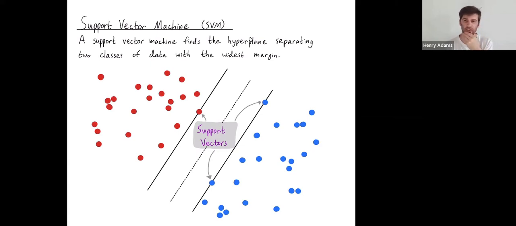So in summary, when you have linearly separable data, support vector machines find the separating hyperplane with the widest margin, the largest gap, and the data points that are on the edge of the road, the closest ones to the separating hyperplane, those are called the support vectors.